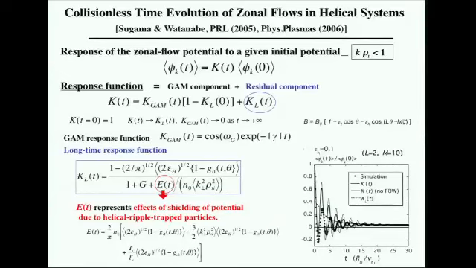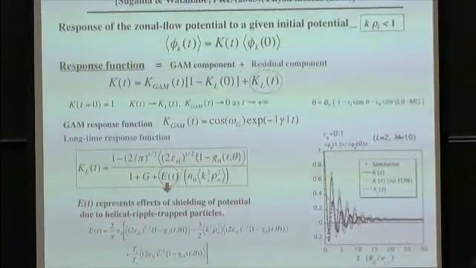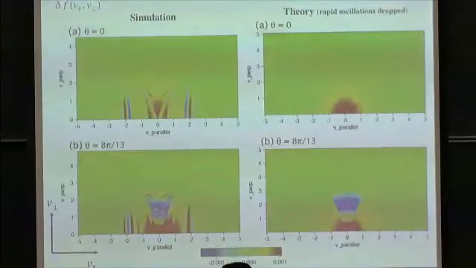And in the helical system case, as I mentioned before, such helical ripple radial motion gives another shielding effect. This gives rise to further enhancement in reducing the residual zonal flow level. And the dotted symbols are the gyrokinetic simulation, reaching the prediction of the analytical solution.